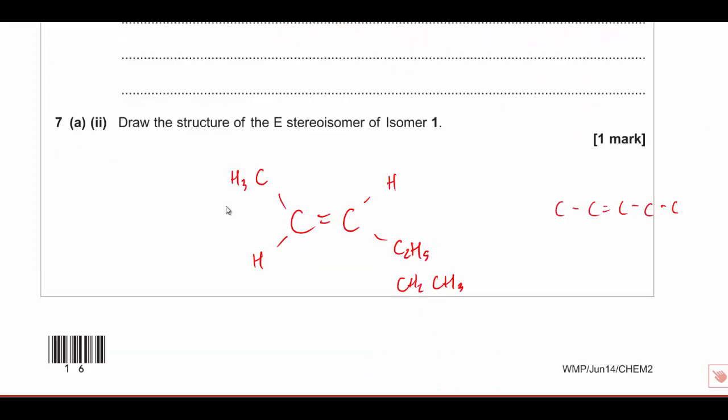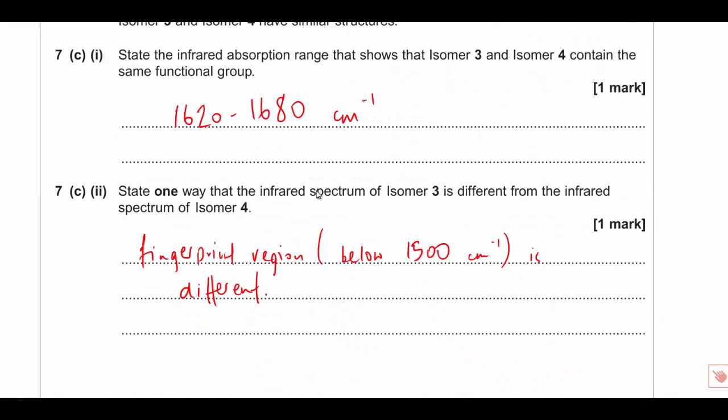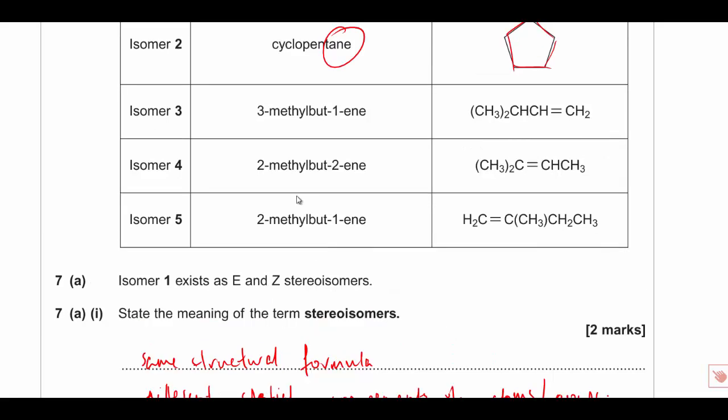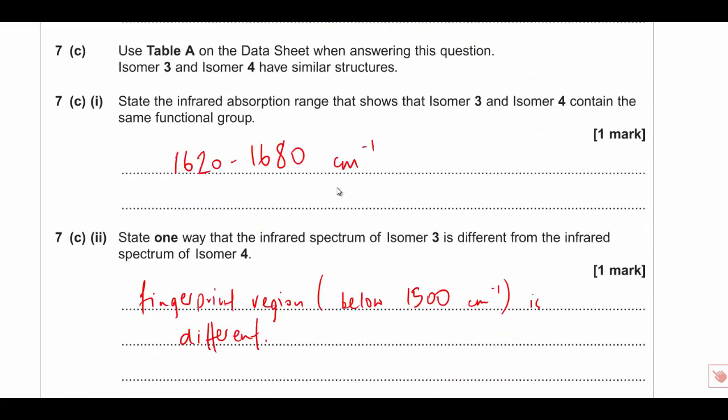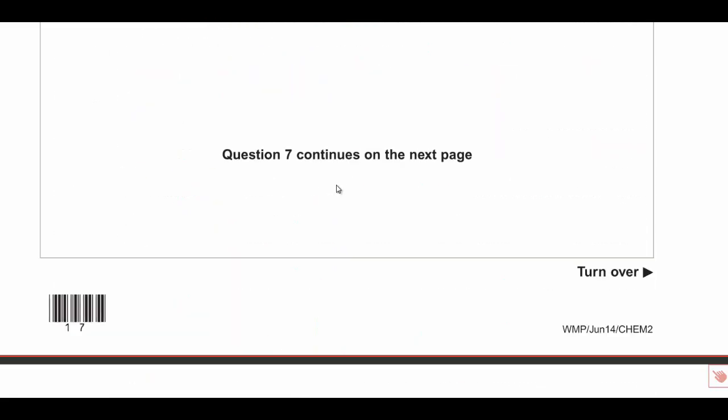In that one there, is it 3 and 4 we're looking at? Yeah. So 3 and 4, we've got very, very similar molecules. Obviously containing the same functional group, very, very similar layout and all the rest of it. But key thing, fingerprint region, always going to change. We're still on question 7.